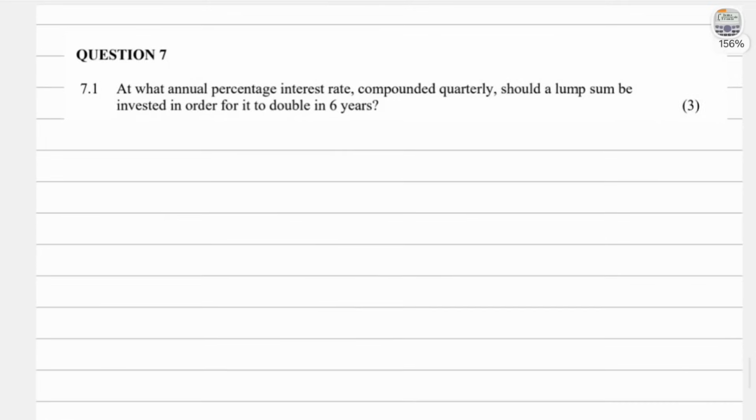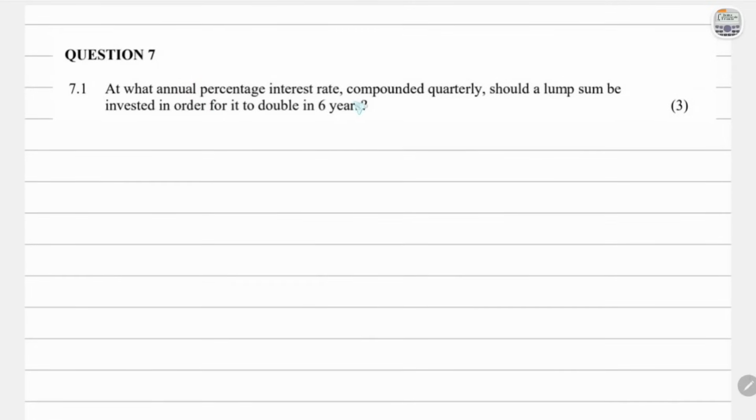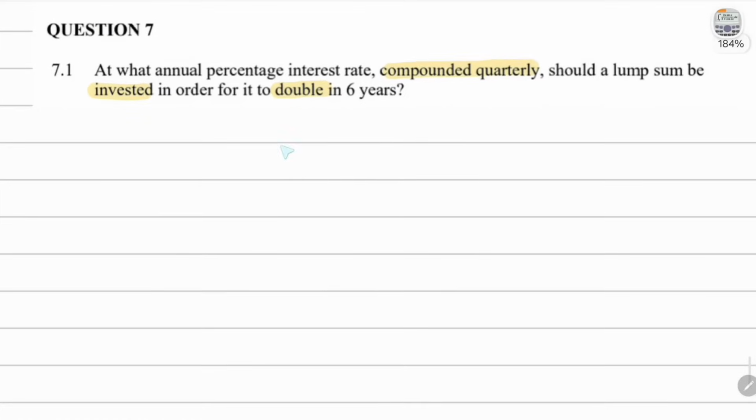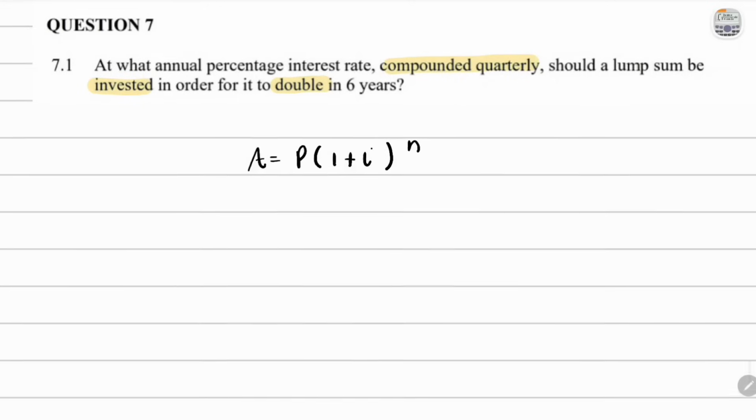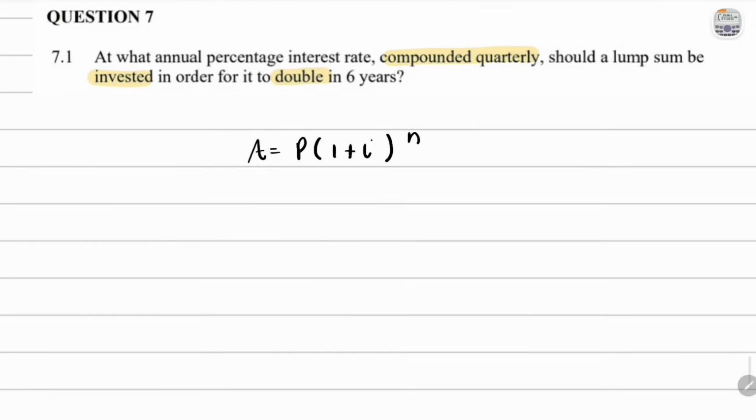Question 7.1 says, at what annual percentage interest rate compounded quarterly should a lump sum be invested in order to double in 6 years? Okay, so we are investing an amount and we're going to have it double in 6 years. So this is compound interest growth. And the formula looks like this. It says A is equal to P multiplied by (1 plus i) raised to the power of n. And the A value is the amount that we get after the investment has grown. And we can see that they say that it should double.